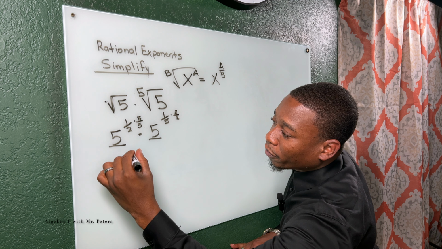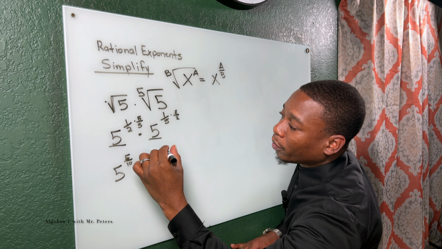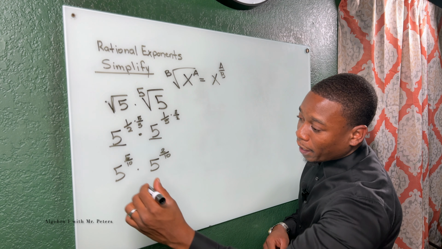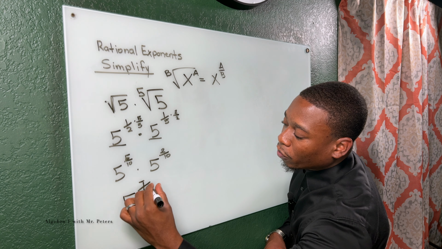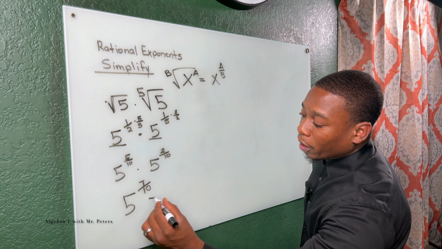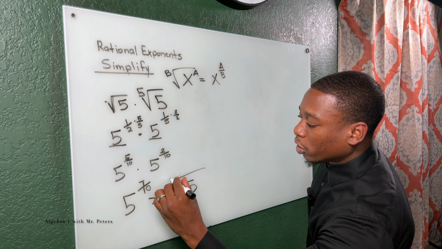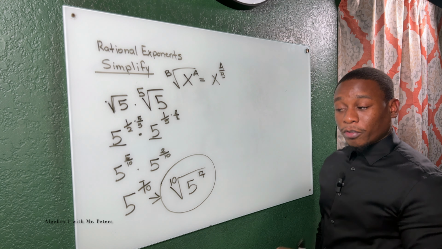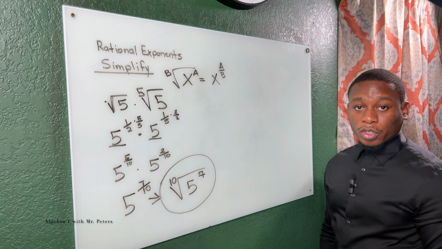So I get 5 to the 5 over 10 power multiplied by 5 to the 2 over 10 power. And now once I simplify by adding exponents, I get 5 to the 7 over 10 power. And please be mindful, you may not see it written like this. They may convert it to radical form, meaning it's going to look something like this as a final answer. So please just be mindful. If you don't see this answer in exponential form, know how to convert it to radical form.